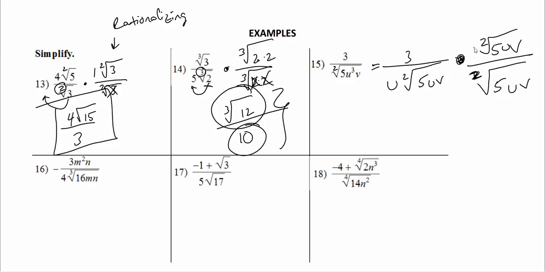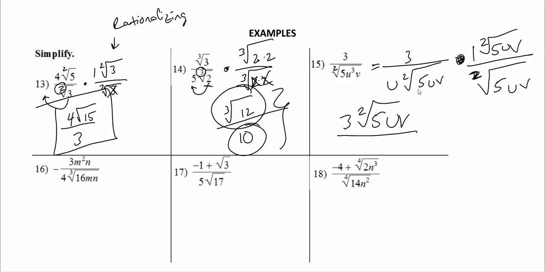So 3 outside times 1 outside is 3 on the outside, times the square root of 5uv. Remember, I don't need to write that 2 for the square root. It's understood, but if you want to write it, be my guest. That's just more writing for you. Now let's multiply the bottoms.